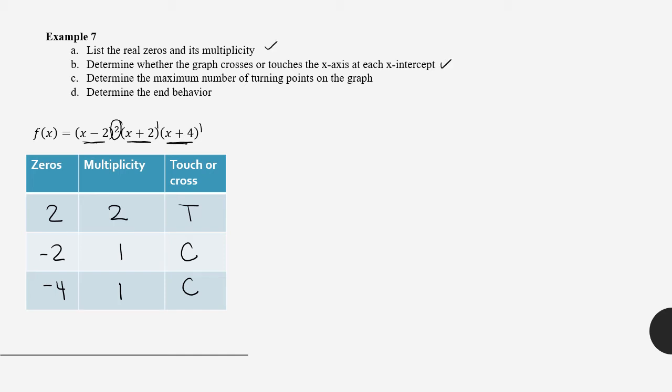Maximum number of turning points. So remember, this is always 1 less than the degree. So let's figure out the degree of our function. We're multiplying here, right? So we add the exponents together to get the degree. So this is degree 4. And the graph looks a lot like y equals x to the 4th power. Okay, so that's actually the end behavior. Maximum number of turning points is going to be 3.